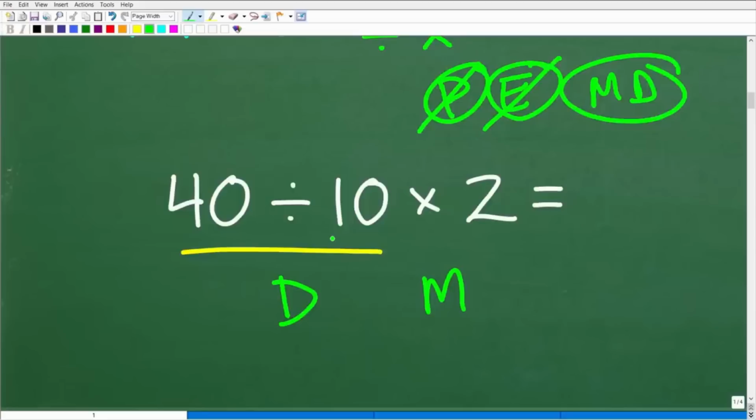All right, so now the rest of this problem is going to be basic arithmetic. 40 divided by 10 times 2, pretty straightforward. So let's go ahead and take the next step to solve this basic problem.